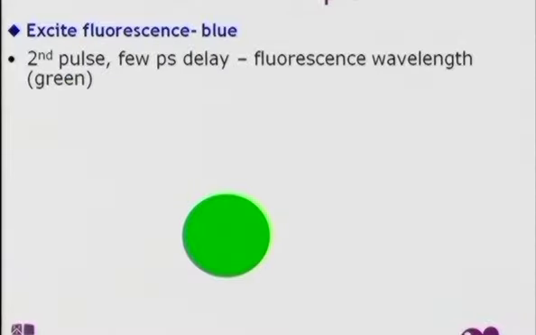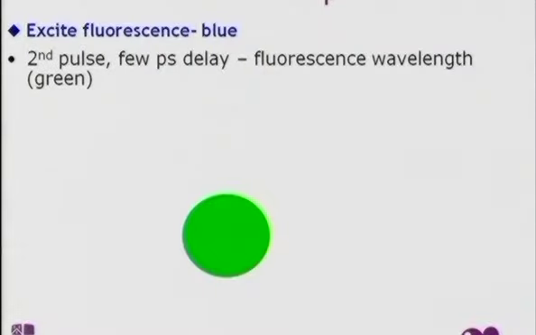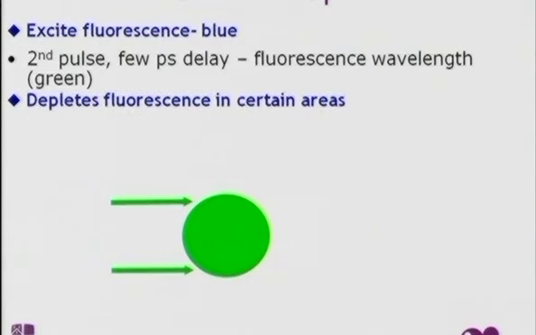We excite fluorescence, we put blue light in. There we go, blue light. And that excites my nice fluorescent area. And then I put a second pulse of light in. This light is delayed, a few picoseconds later, and this light is in the wavelength of the fluorescence. So in my example here, it's green light. So I put green light in, but I'm only going to put it in certain areas. And now what happens, as that green light goes through, it depletes, it stimulates the emission in that area.